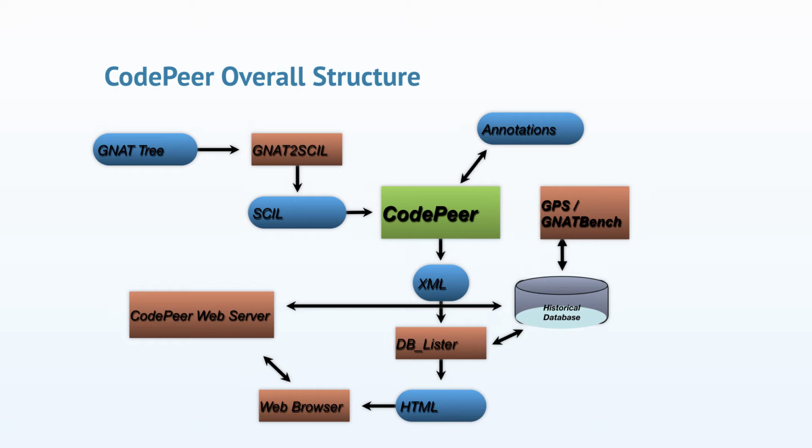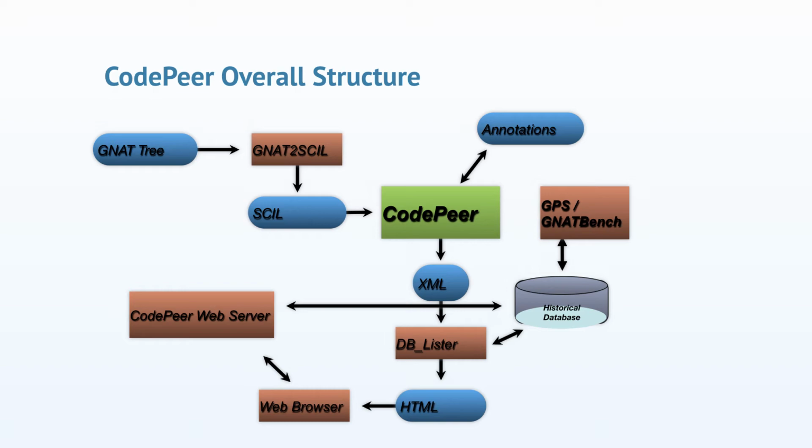And once it's all done, it's then able to go back and walk the SKIL one final time and generate messages wherever it thinks that a problem might occur. And we'll talk a little bit more about what that involves. And when it finds an issue, it generates XML. It also generates XML for all of the pre and post conditions it has inferred from the source code. And that ends up going into a database which records the output of every execution of CodePeer, which allows you to do nice, interesting comparisons between different runs, different versions of your source code. And then that data can be viewed in various ways.